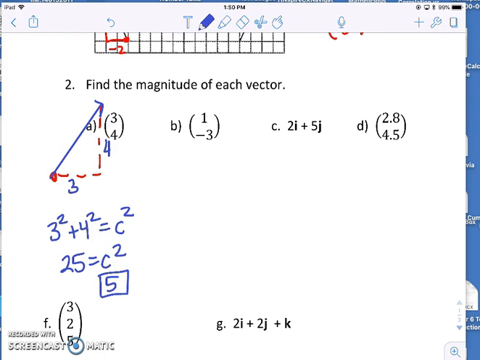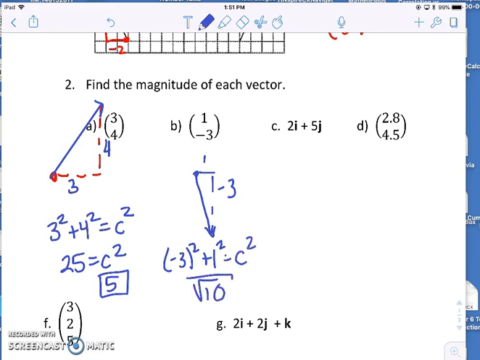Let's take a look. 1, 3, so we go over 1 and down 3. So we have negative 3 squared plus 1 squared equals c squared. So that would be the square root of 10.